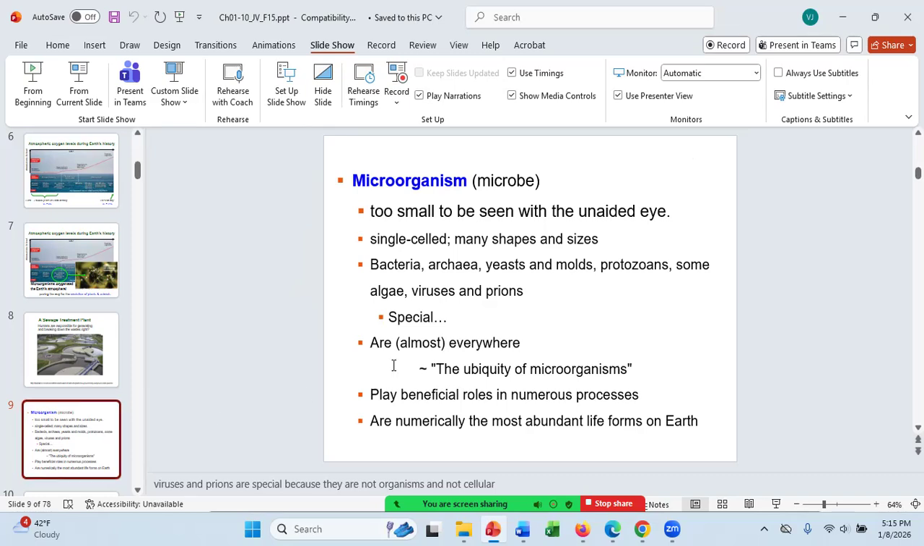Microorganisms are organisms which are too small to be seen with the unaided eye. A microbe is a microorganism, and the textbook uses these two terms similarly. I will be a little bit different: an organism is something that is a cell, a microorganism is an organism which is too small to be seen by the unaided eye. A microbe, on the other hand, includes all of those microorganisms, but it also includes viruses and prions. Viruses and prions are special because they are not organisms. They do not have cells.